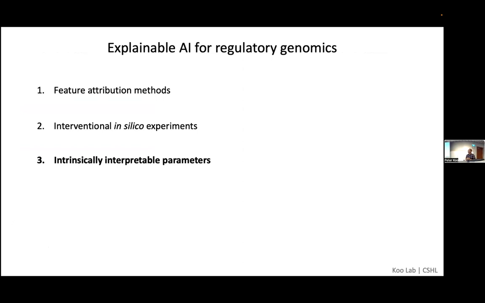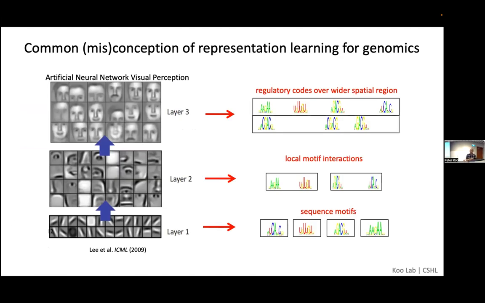Now, another major goal of my lab is to design neural networks such that their parameters are intrinsically interpretable. The common motivation for neural network designs is to build representations like these here, where the first layer learns something like motifs, then the second layer learns neighboring motif interactions, and then deeper layers learn regulatory codes over larger sequence context. A problem with this is that each layer doesn't necessarily learn these features, at least this cleanly. The second problem is that accessing these motif interactions in these deeper layers still remains a challenge to this day. Ideally, what we really would want is an architecture that learns motifs really well in the first layer and then learns motif interactions in a second layer, instead of having to rely on like 24 layers or something where it's really complex.